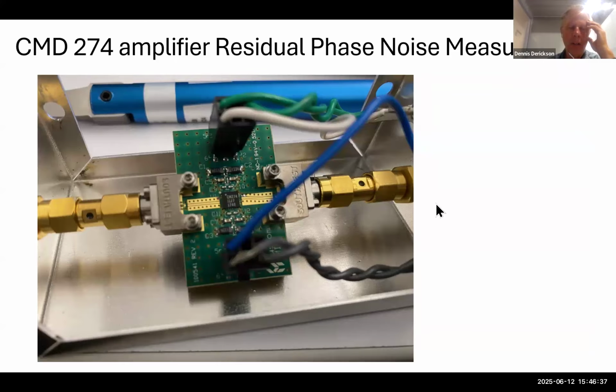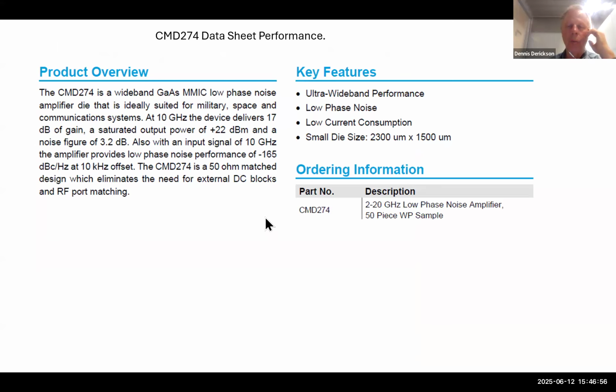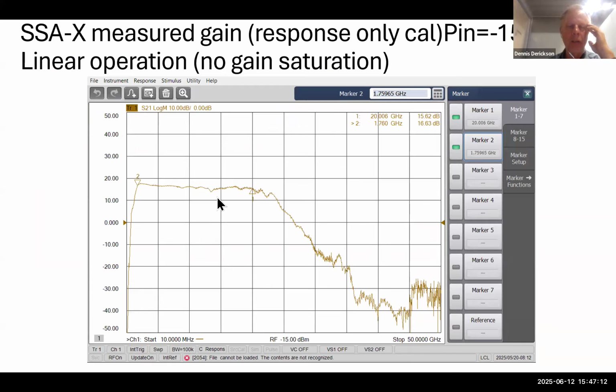I looked at another amplifier right here. This is called the CMD274 amplifier. It's a little PC board version of it. You can see you've got coplanar waveguide input, coplanar waveguide output, and input and output on SMA connectors. Let's look at that. It's supposed to be a wide bandwidth amplifier with low phase noise, as it's being advertised. It goes 2 to 20 gigahertz, and low phase noise is one of its key application features in its data sheet.